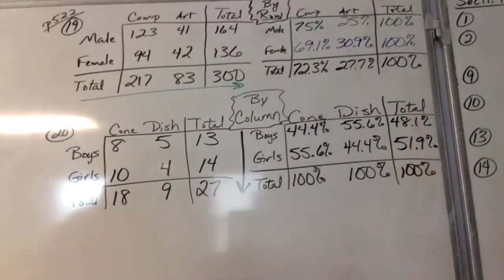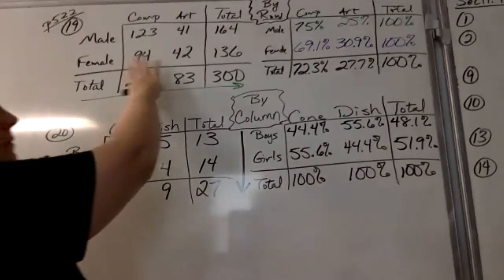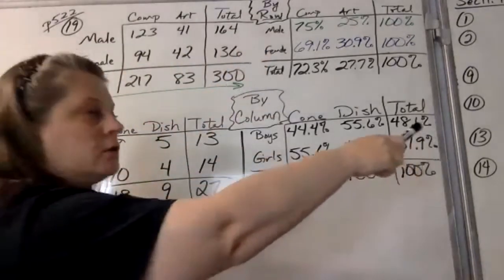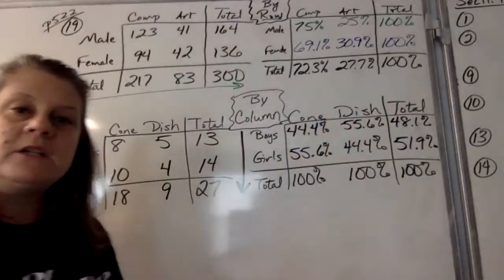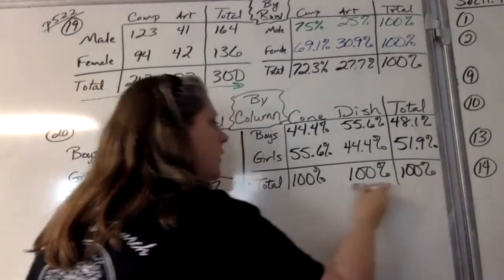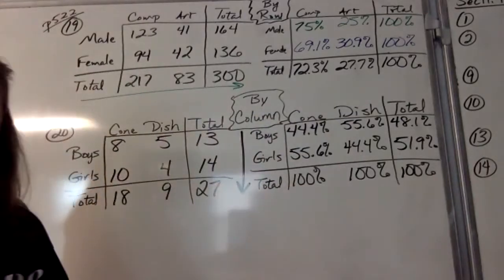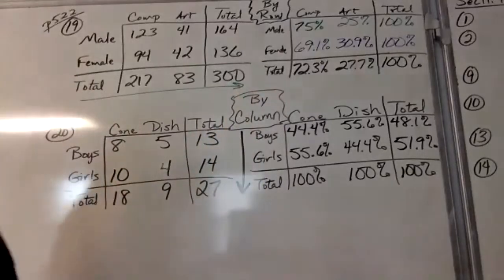So when it's talking about the conditional relative frequency, when it's doing it by row, your marginal totals for your rows should all be 100. If you're doing the conditional relative frequency by column, then your marginal totals for your column should all be 100. Okay? Rows go across, columns go down. Pretty easy? Yeah.